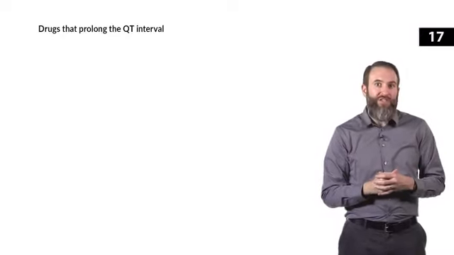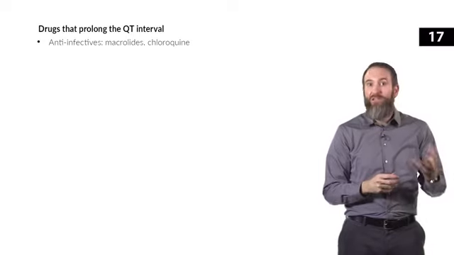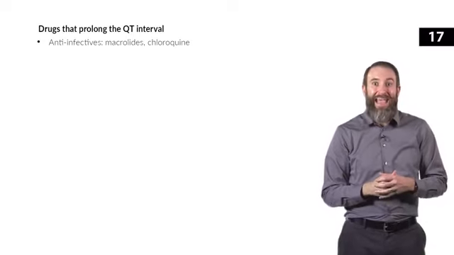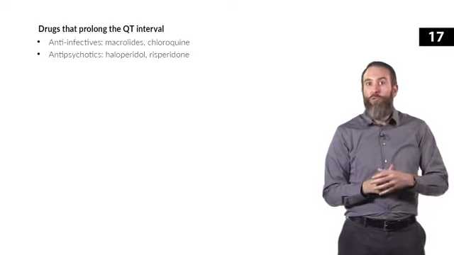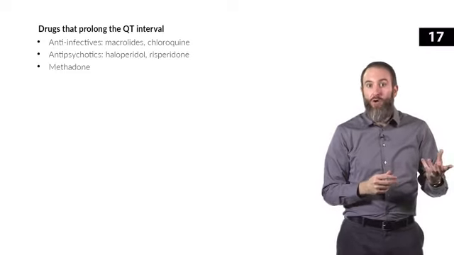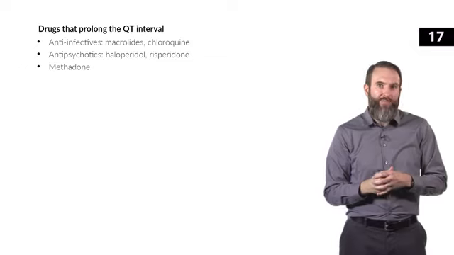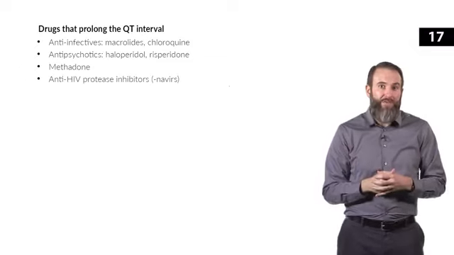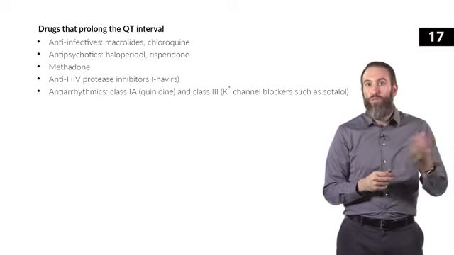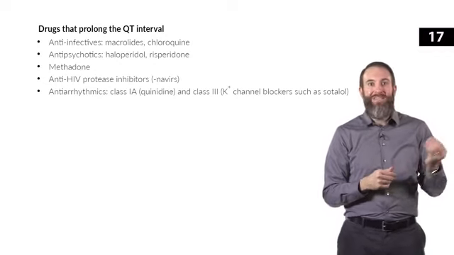Now, a few I want to mention include things like macrolides, so antibiotics, erythromycin is an example there. Anti-malarials, so chloroquine, mefloquine. Antipsychotics like haloperidol, risperidone, methadone, which is used for opiate addiction and heroin addiction. The HIV protease inhibitors and a lot of the antiarrhythmics themselves, so the class 1A, and also the potassium channel blockers.